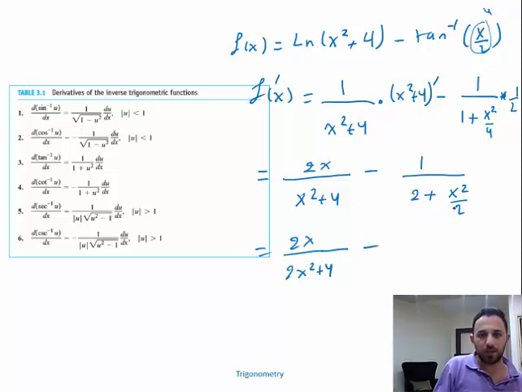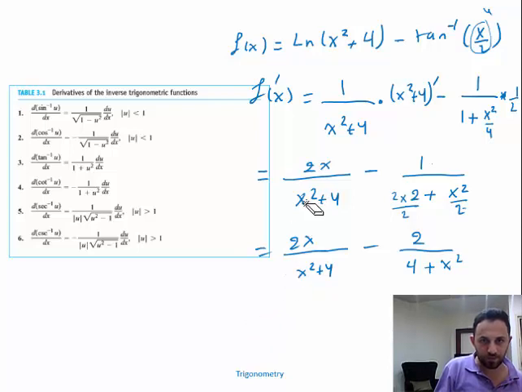Okay, this will yield 2 over, so you take a common denominator, multiplied by 1 it is 2. This will end up with 4 plus x squared. Okay, this is x squared plus 4. Right, so x squared plus 4 common denominator, 2x minus 2.